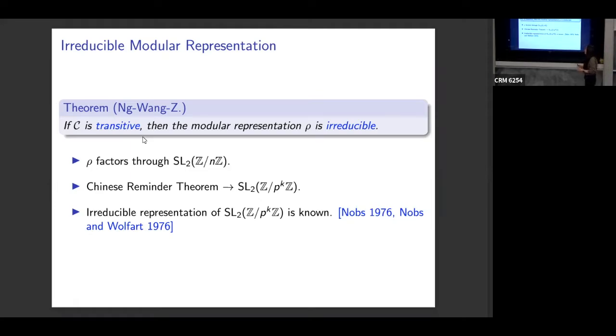Why is this result important? First, recall that the linear representation factors through SL2Z mod n, where n is the order of the normalized T. By the Chinese remainder theorem, we can break up this group SL2Z mod n into SL2Z mod prime powers. Also, the irreducible representations of SL2Z mod prime powers are known. It dates back to 1976 by Nobs and Wolfart.